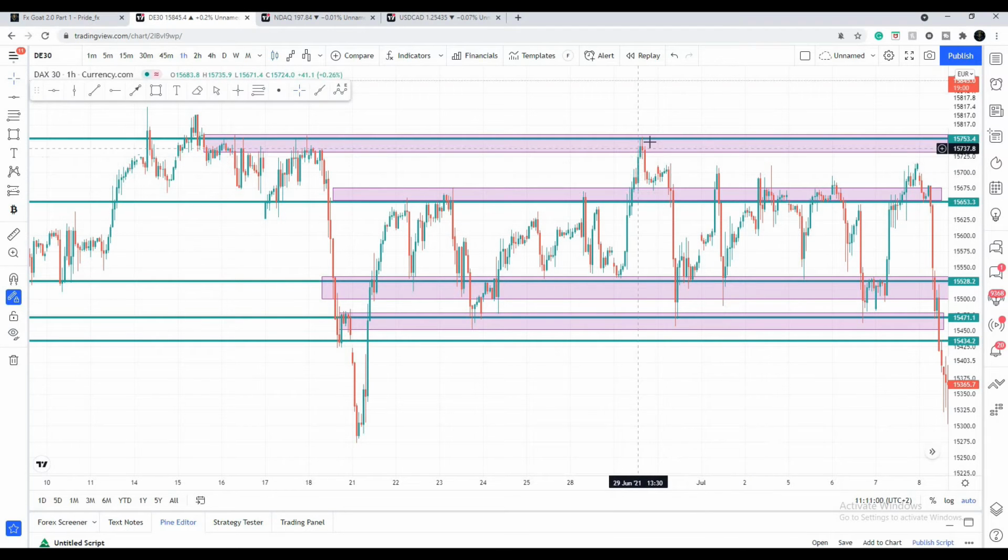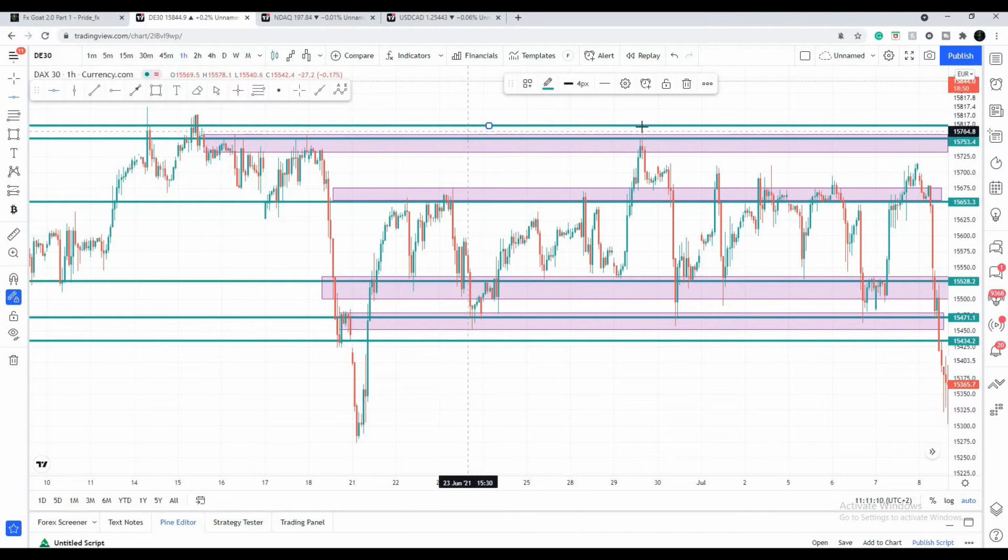Okay, and so here we have our sell entries in this range, and you can see that from that point we just need our stop loss. Where would our stop loss be? It would have been just above that zone.